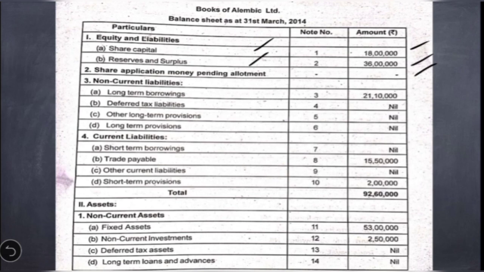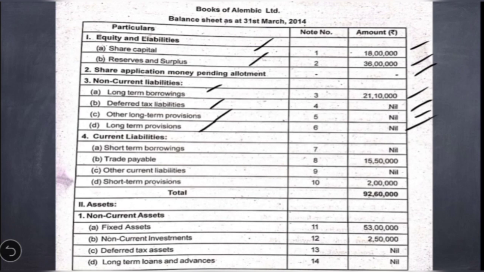non-current liabilities. Under that we have long-term borrowings. Note number 3 with the total of 21 lakh 10,000. Then the next one is deferred tax liabilities. Note number 4 nil. Then other long-term liabilities. Note number 5 nil. Long-term provisions. Note number 6 nil. Then we have fourth subheading, that is current liabilities.